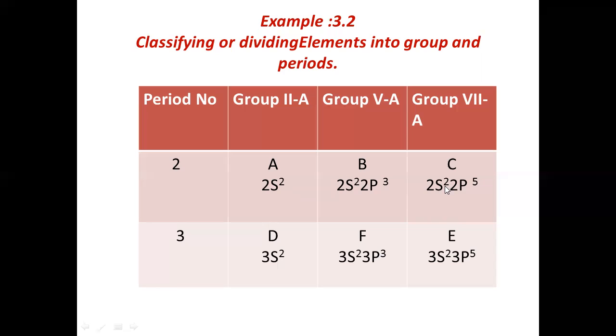C: 5 plus 2 equal to 7. Seven electrons are present in the outermost shell, so the element C belongs to group 7A of the periodic table. Same for E: 5 plus 2 equal to 7. Seven electrons are present in the outermost shell, so E also belongs to group 7A of the periodic table.